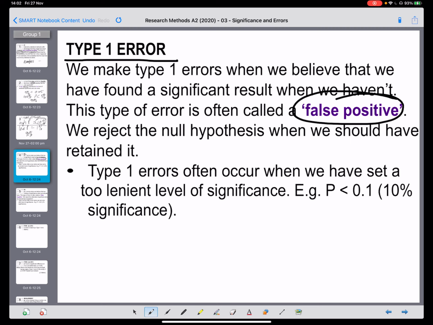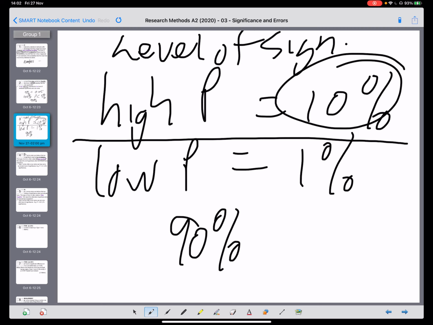Think about what false positive means. It's falsely positive. If I've let 10% of my data be excused, there's more chance that I'm going to get through the net, so to speak, and falsely say something is positive.